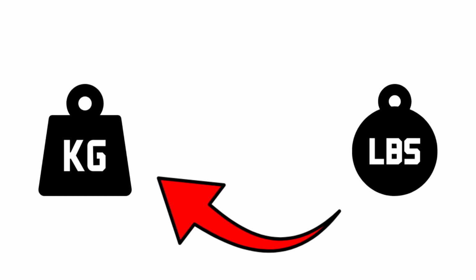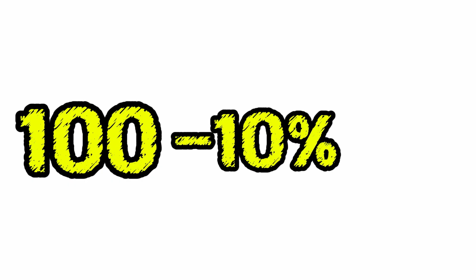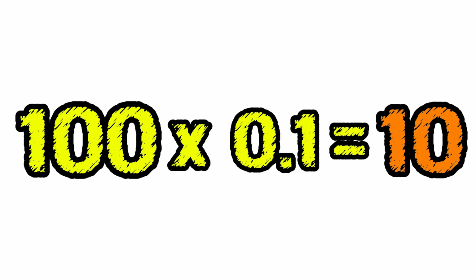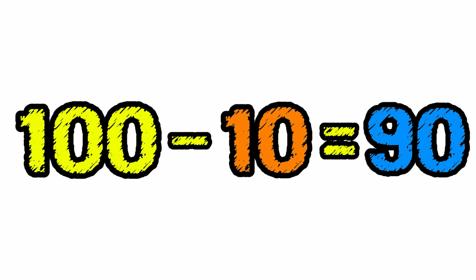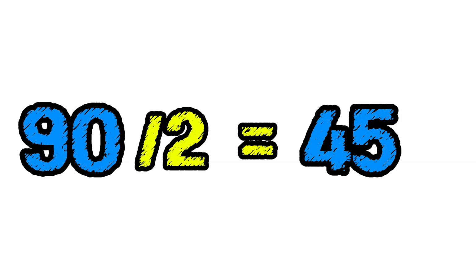Now, the other way around is a little trickier, but it's still the same concept. Let's say you have 100 pounds. You first want to take out 10% of that. So we're just working backwards. So 10% of 100 is 10. So you want to subtract that, so you get 90. And then you want to half that number, which will get you to 45 kilos.